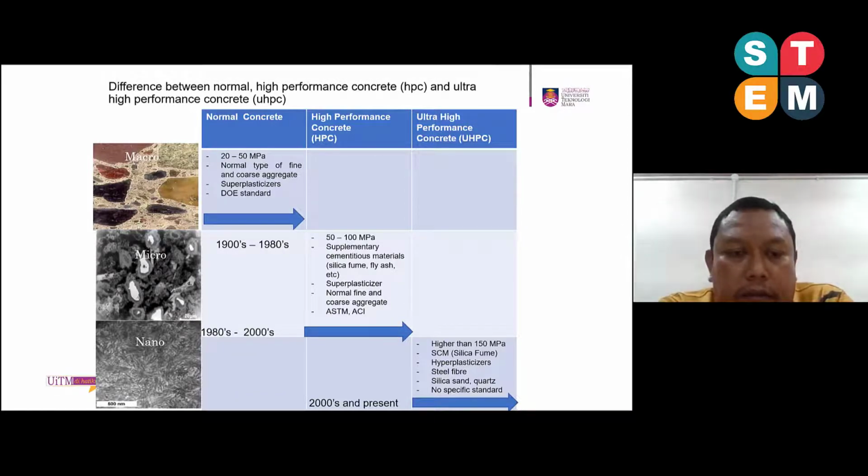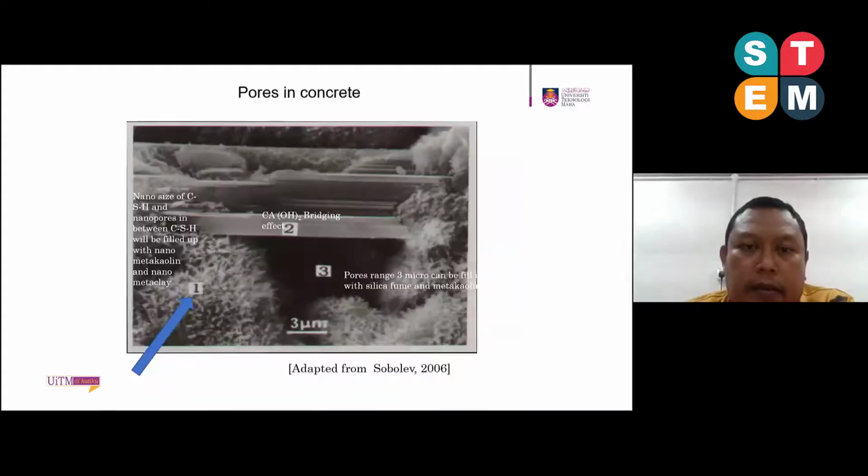Again, for UHPC to achieve strength of more than 100 MPa, the compactness of the concrete can be achieved by utilizing silica sand and also quartz. These are the images that have been discussed since 2016 by Professor Sobolev from Russia regarding pores in concrete, from macro, micro, and also nanoparticles.